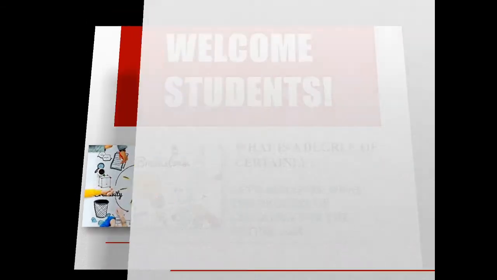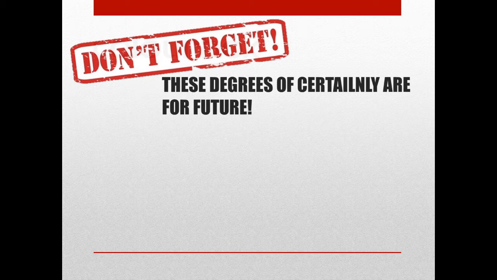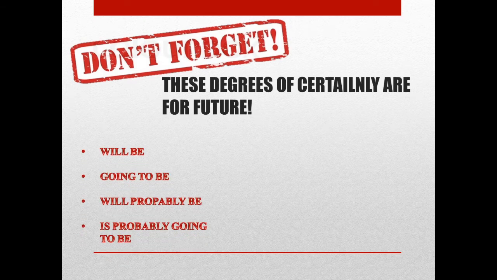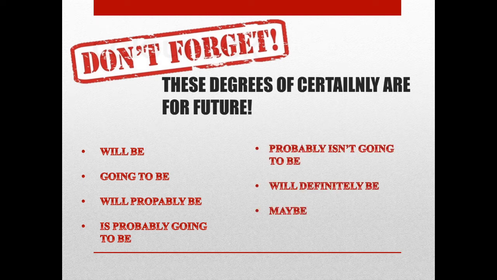Yes, because don't forget, these degrees of certainty are for future. Yes, for future. Okay, let's start. The degrees of certainty are will be, going to be, will probably be, is probably going to be, probably isn't going to be, will definitely be, and maybe.